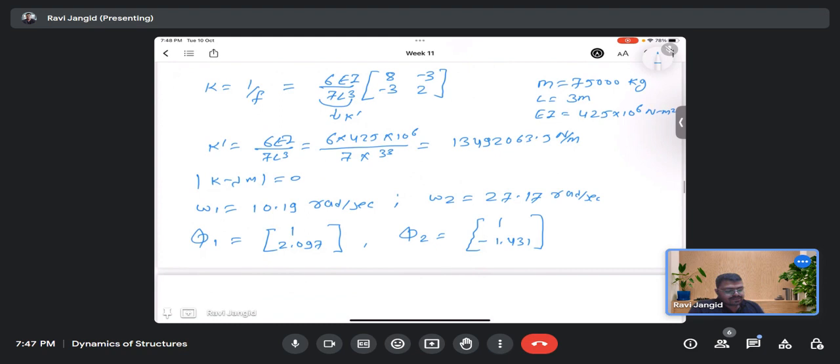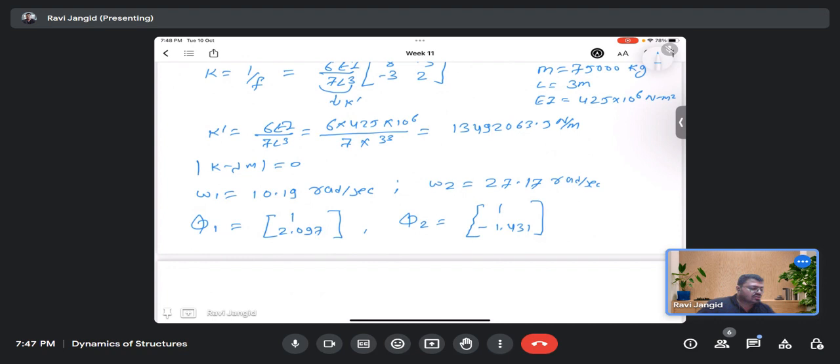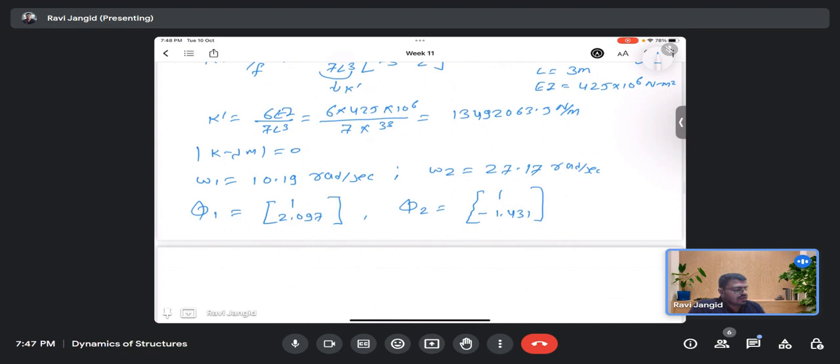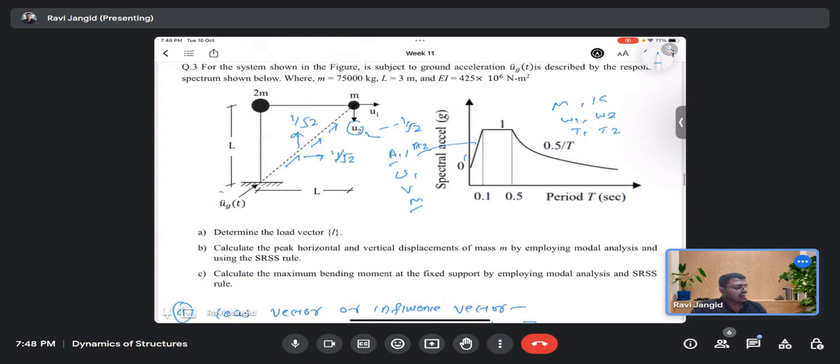Okay, so the influence vector is done. Calculate the time period T1, 2 pi by omega 1. That would be 0.6208 second. If you calculate T2, that would be 2 pi by omega 2, which is 0.2315 second. So from this response spectra, I have T1 equal to 0.6208 and T2 is 0.2315. So what will be my spectral acceleration value, S1, S2? T1 would lie in this range and T2 would be lying in this range.